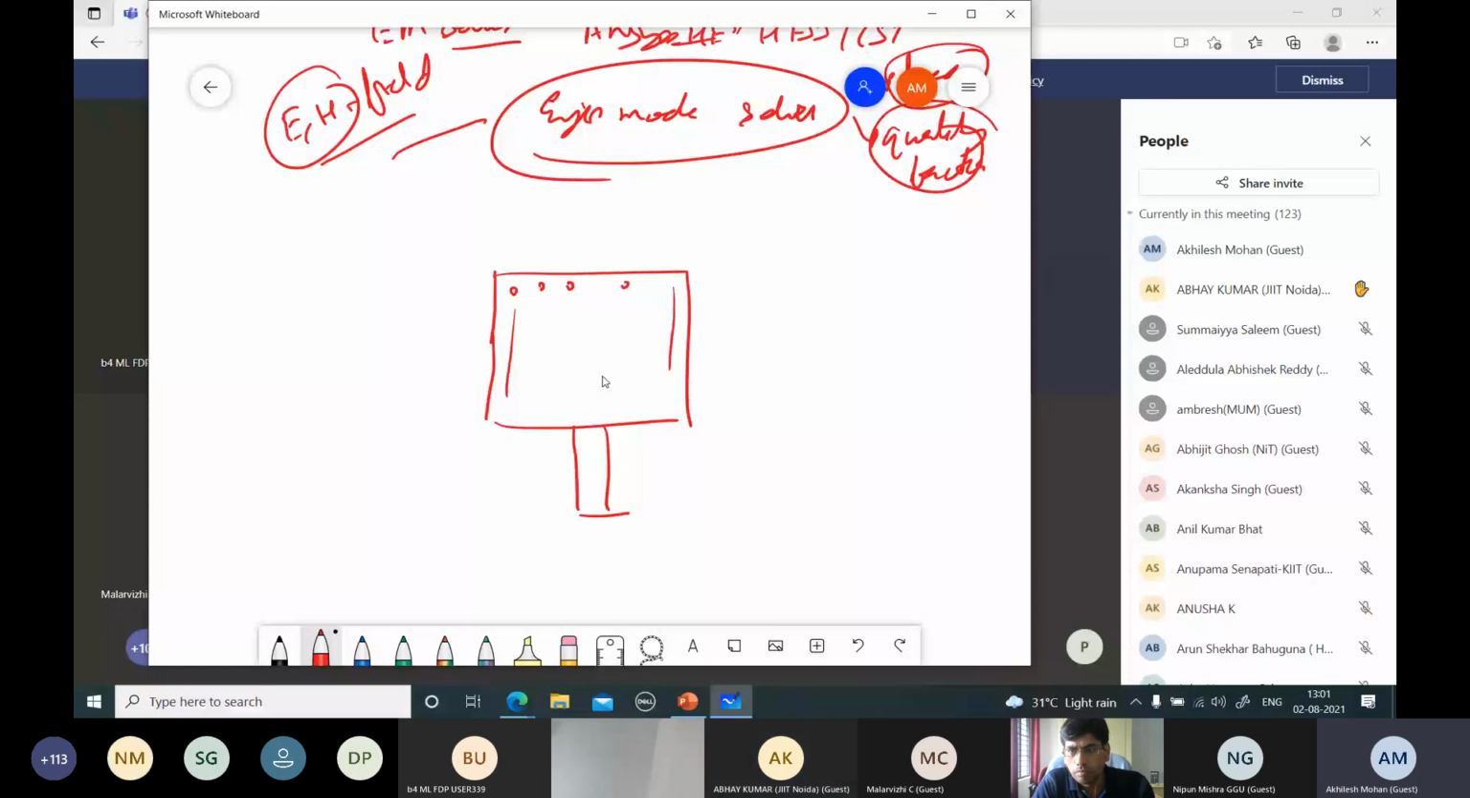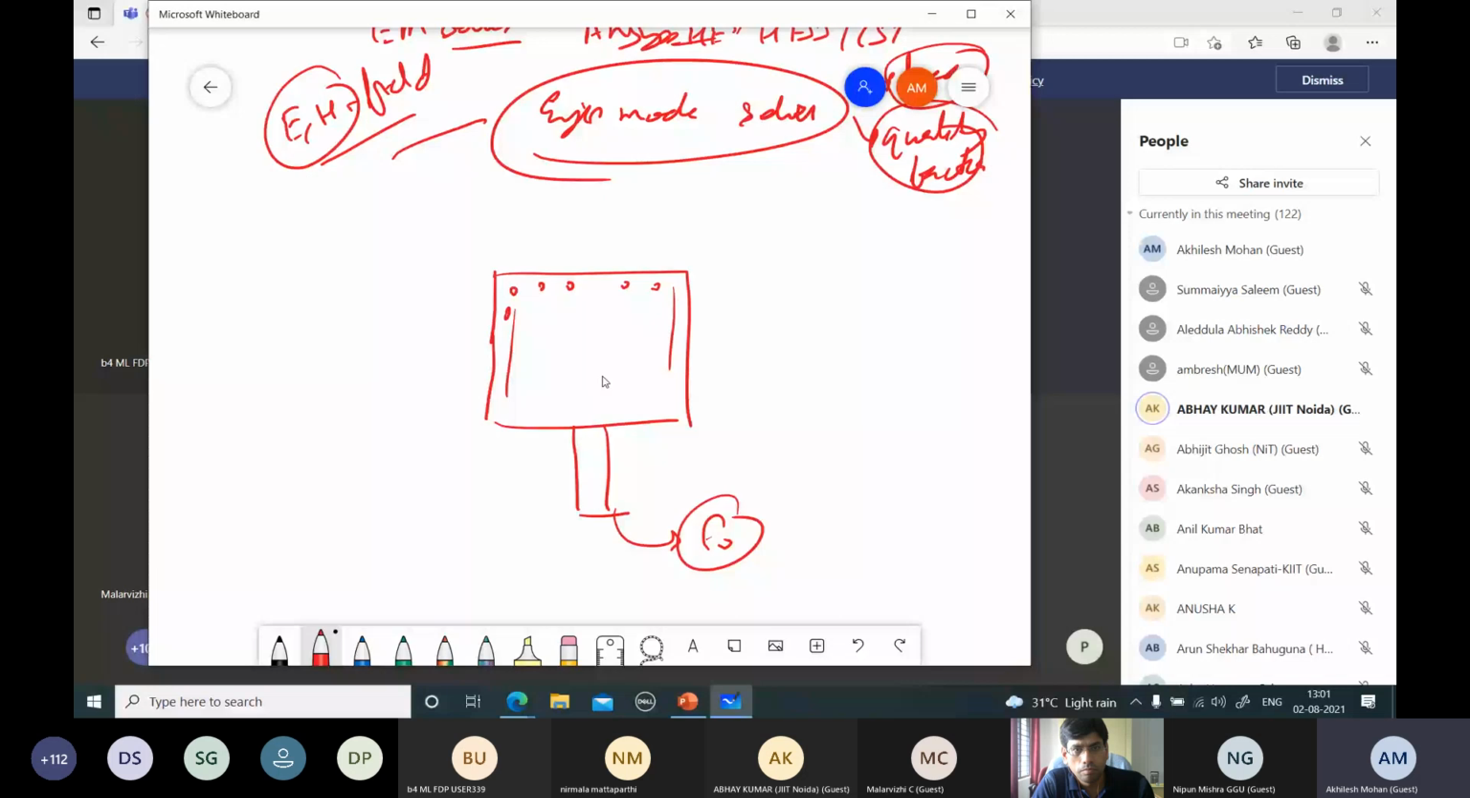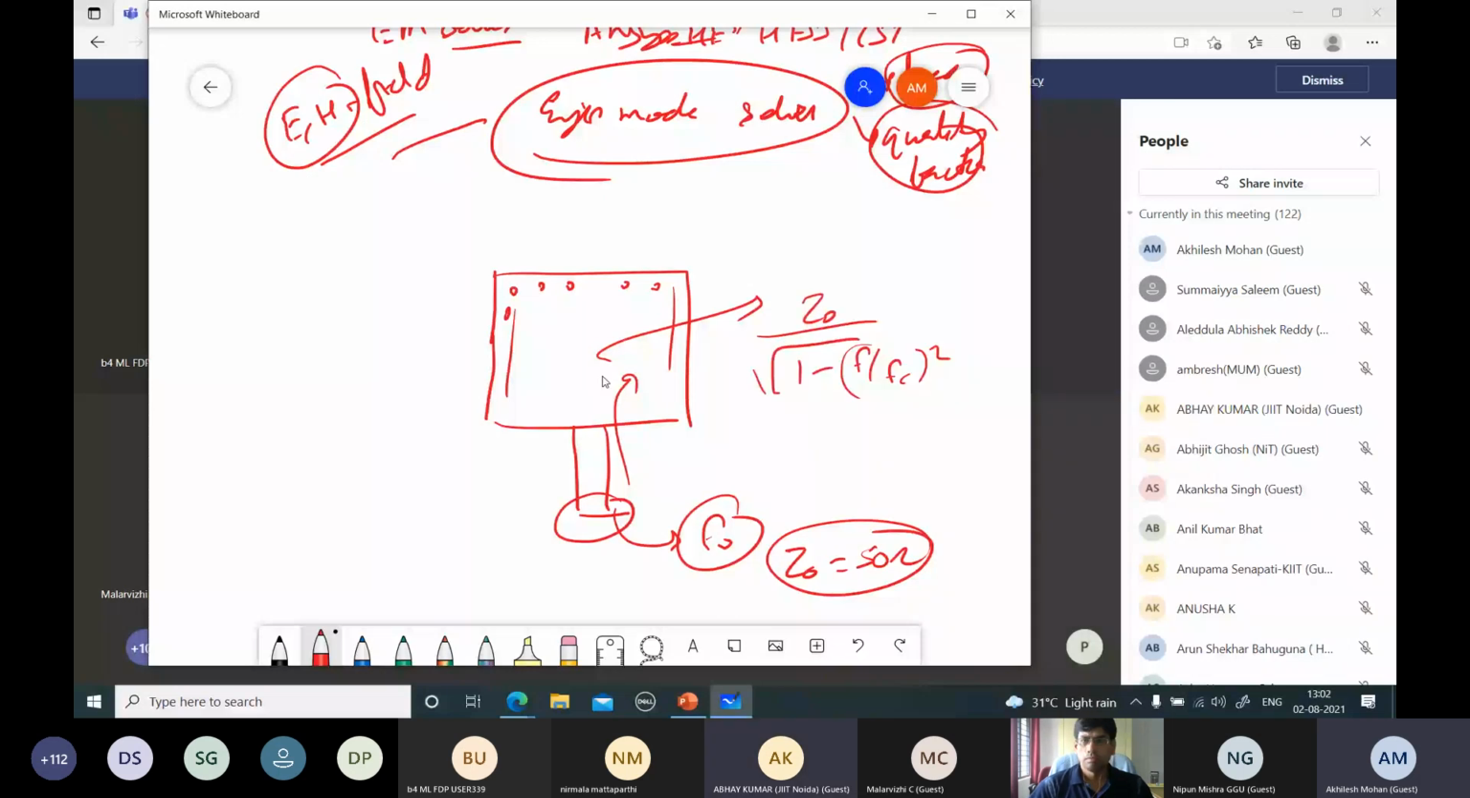Here you have a 50 ohm line. Here it will be governed by a waveguide structure. You know, there is Z naught, something with 1 over something, 1 minus F over FC, some formula like that. So we will have some different impedance. Let's say, let us take 377, or some 200 ohm value.